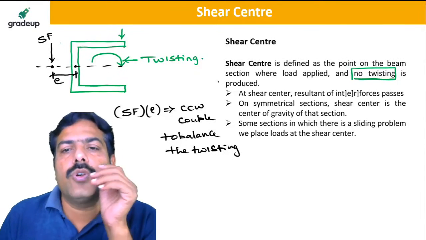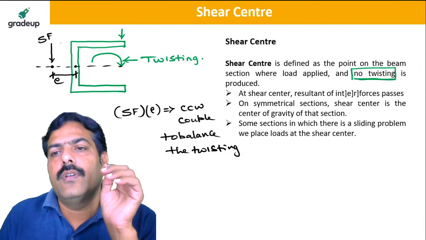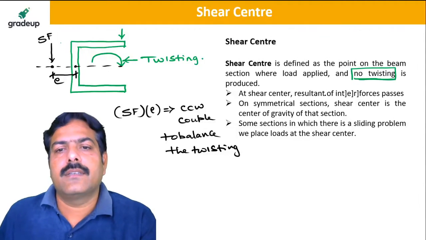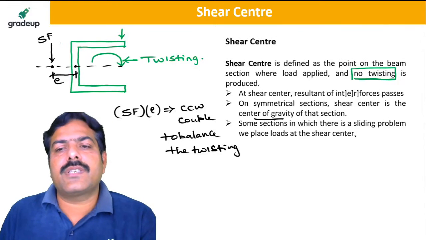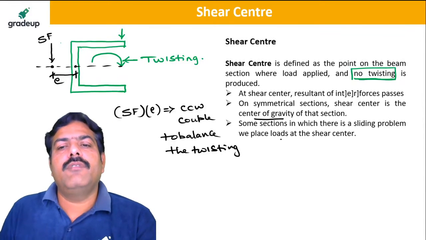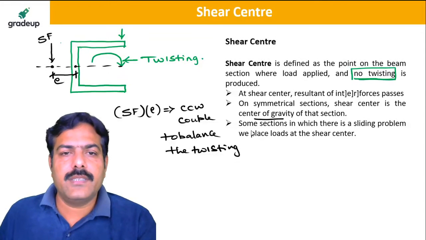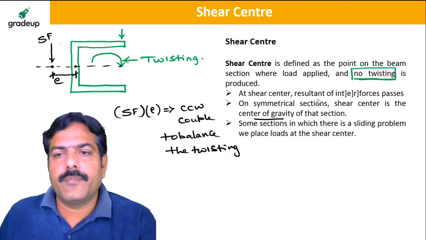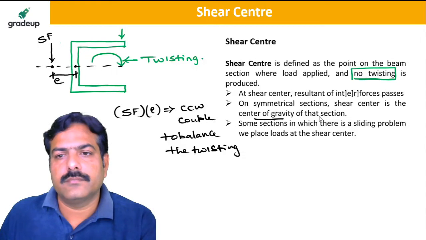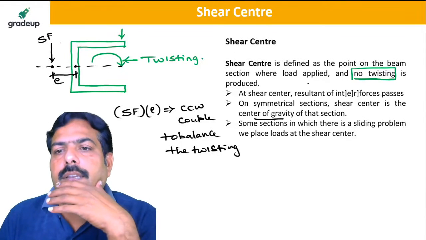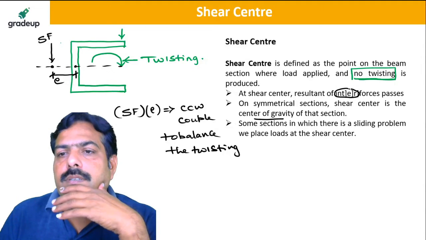Is it clear now? So at the shear center, the resultant of the internal forces passes on the symmetrical axis. The shear center lies on the center of gravity. For some sections in which there is a sliding problem, we place the load at the shear center. Is it clear now? So my dear friends, you see that, right? So these are internal forces.